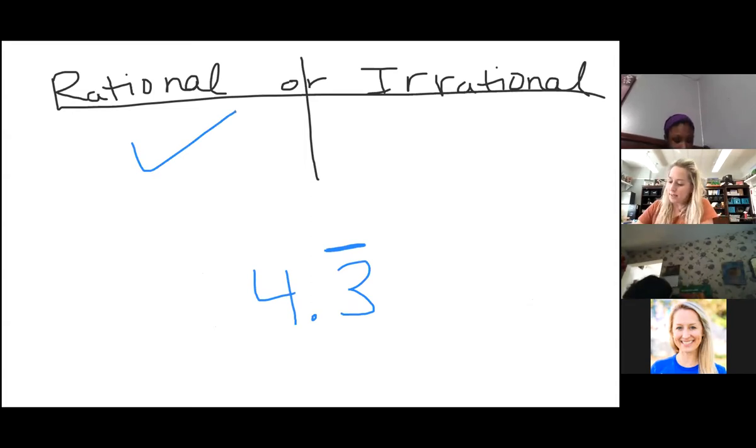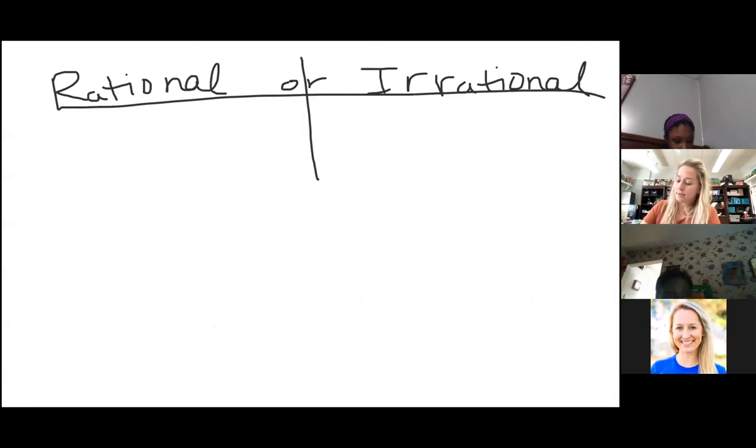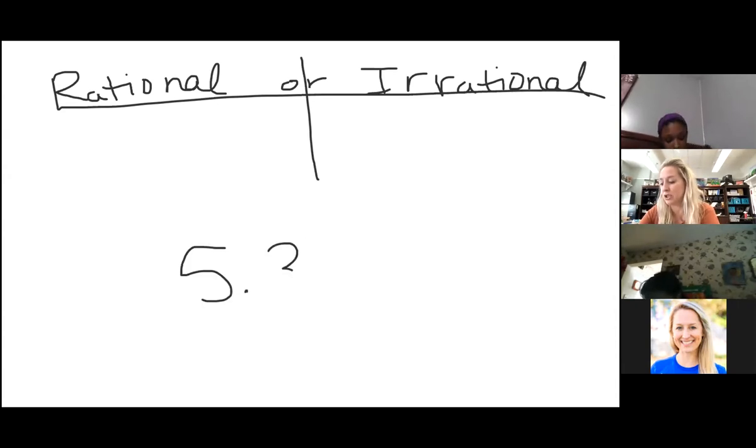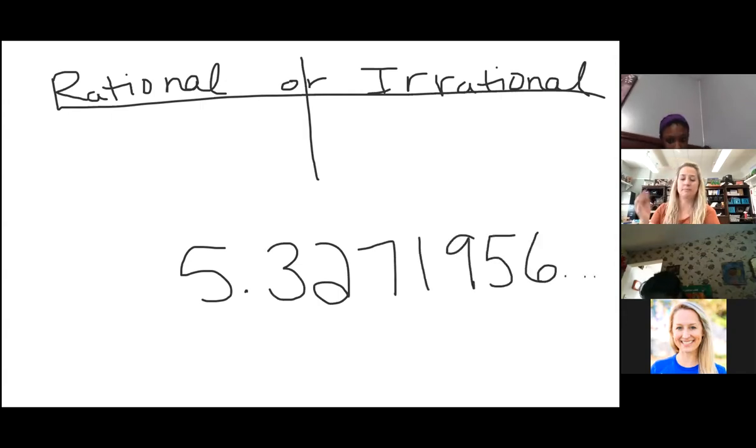Okay. All right. So pretty much everything's going to be rational except for those non-perfect square roots and non-perfect cube roots that you don't get a whole number for. Pi and anything with pi going on. And then if you just happen to get a decimal that's like 5.3271956 blah blah blah, like it's random forever. Okay, and it has to have the dot dot dot. Okay, or it has to be said it goes on forever in a random order.